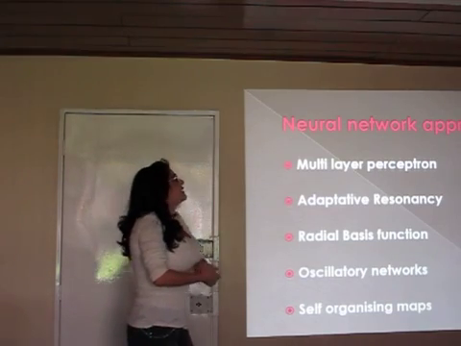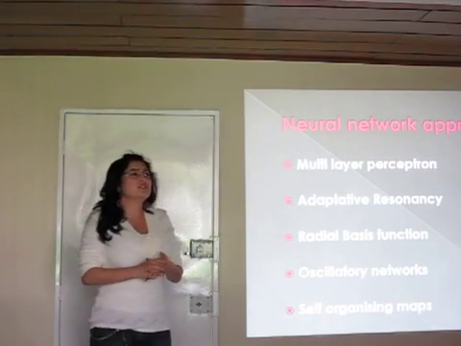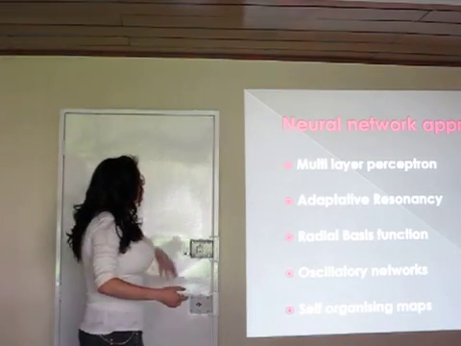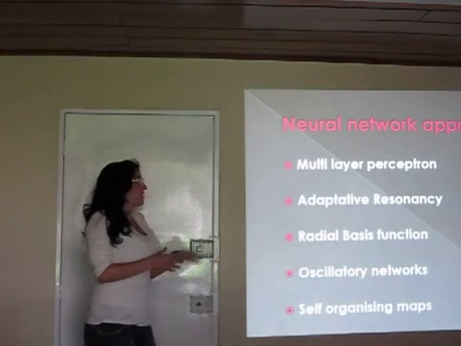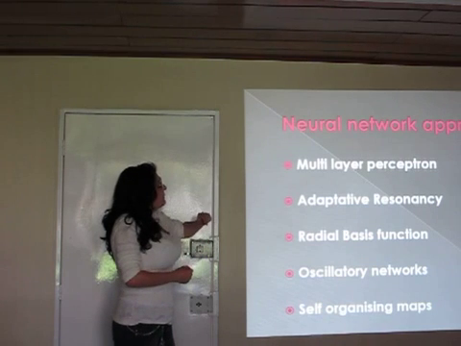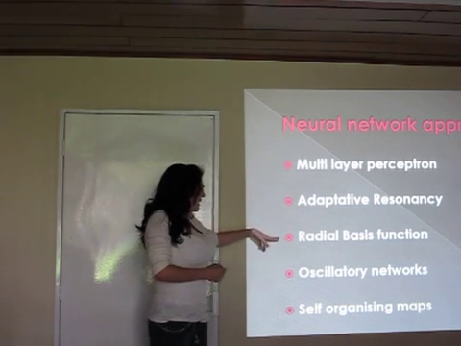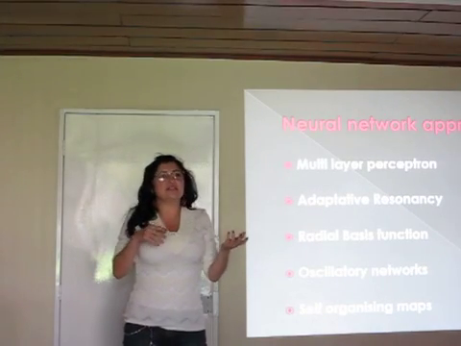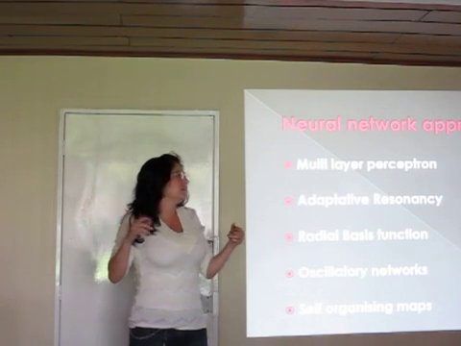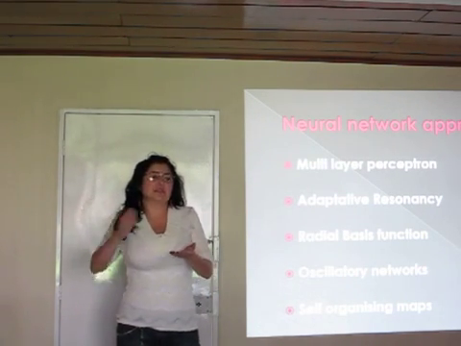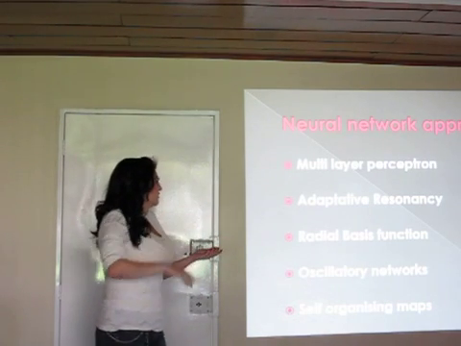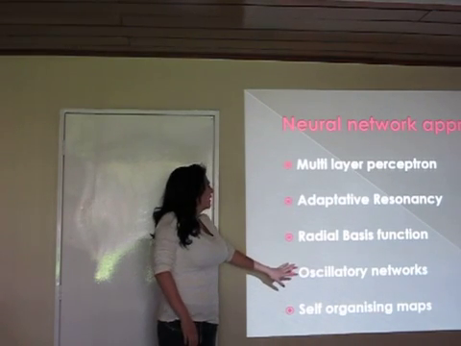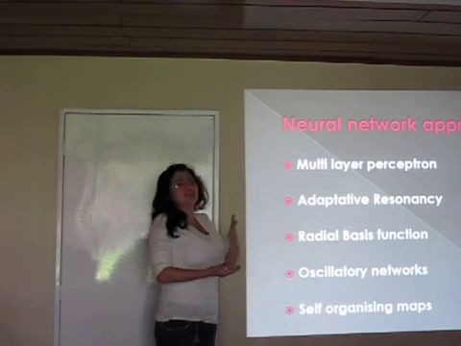In neural networks, there are several approaches that are trying to fight against this overfitting problem. The multilayer perceptron is a widely used neural network approach, but the adaptive resonance, radial basis, and oscillatory networks make an effort to assign new data or novel data into a new category and then relearn from that new information. So these are, well, actually the approaches that work better with novelty detection.